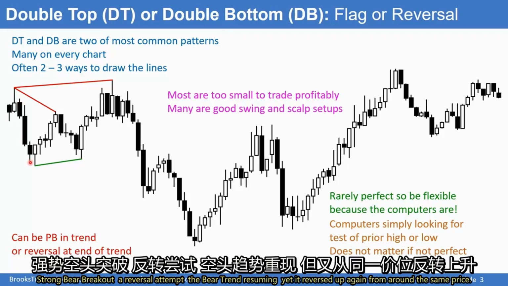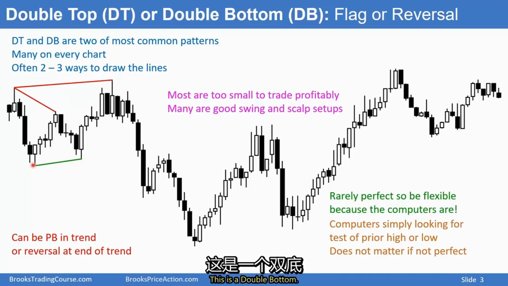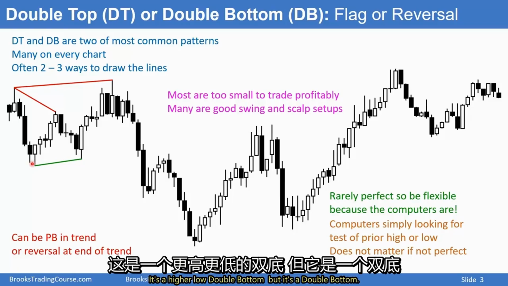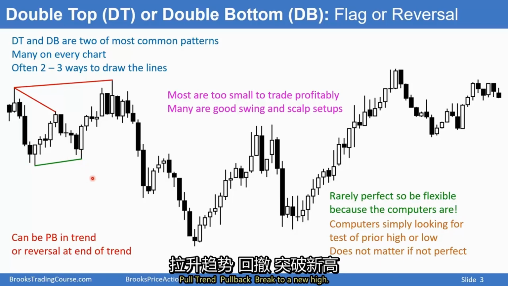Strong bear breakout, a reversal attempt, the bear trend resuming, yet it reversed up again from around the same price. There are more buyers than sellers at this price. This is a double bottom. It's a higher low double bottom, but it's a double bottom.